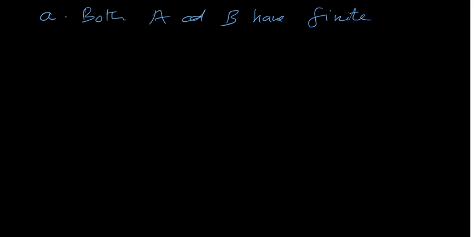The first possibility: if both A and B have finite measure, then this star gives that the function which maps x to nu star of Ex is an integrable function. Actually it's a step function in that case.